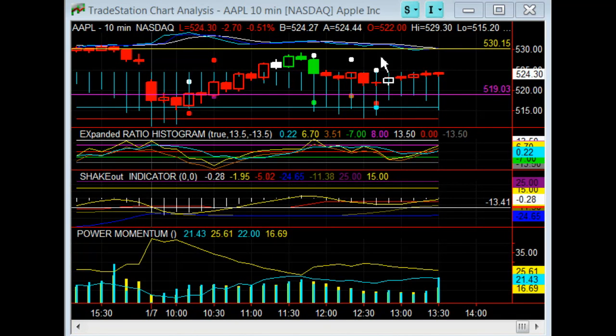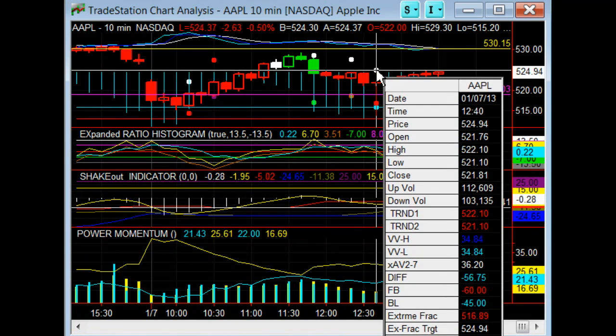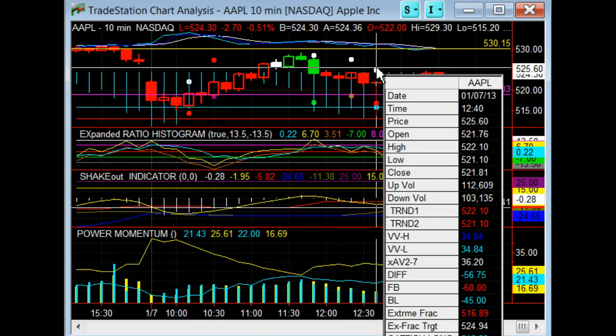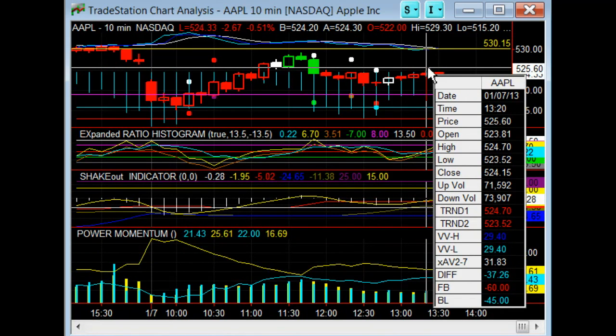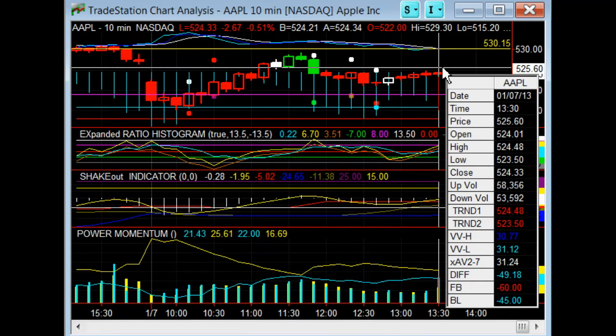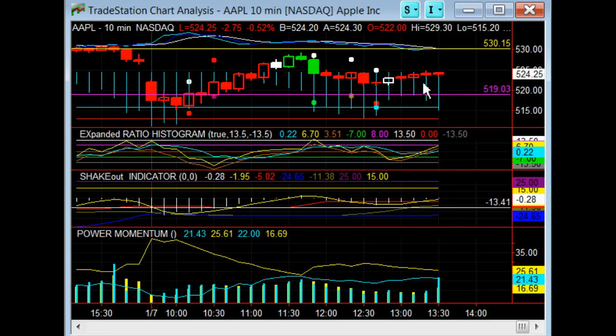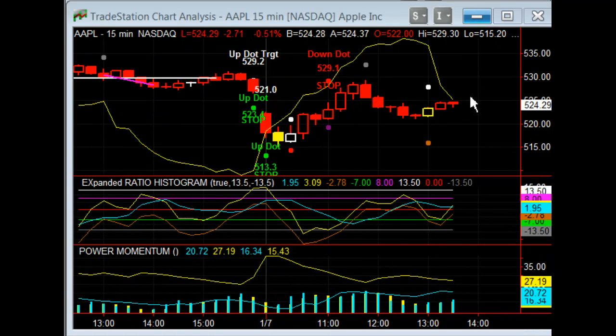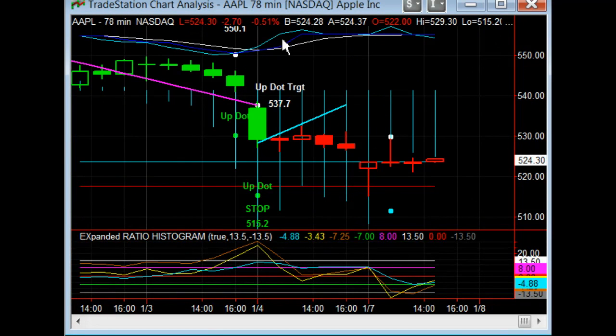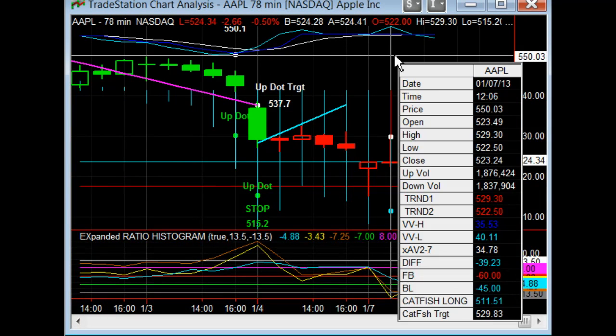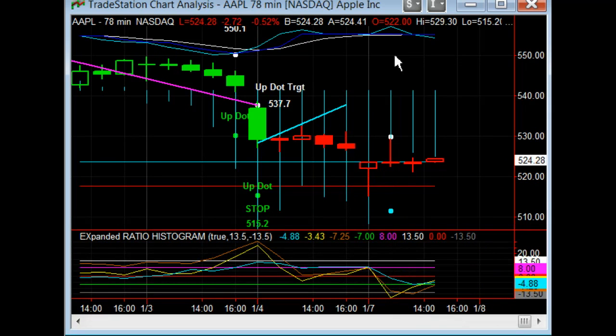Alright, so there was the 10-minute for Apple. It was seeking 524.94. We got 524.70, and it's still just holding right there. Can't seem to get past it. And from the Apple 78-minute, what's that up to target? 529.83. So there you have those.